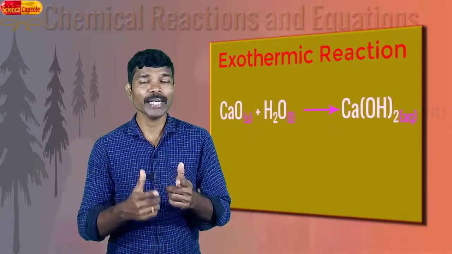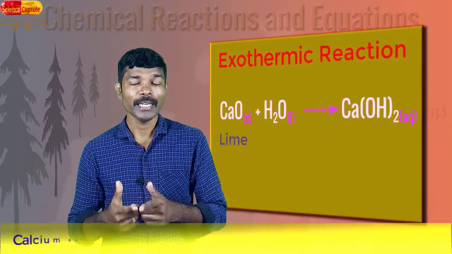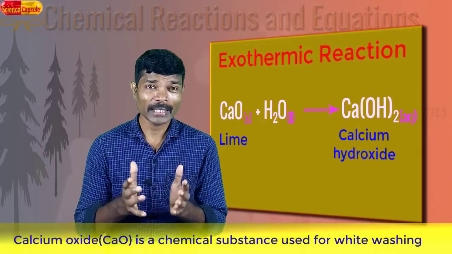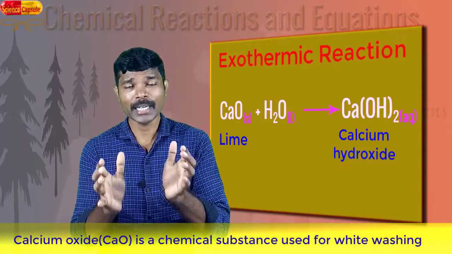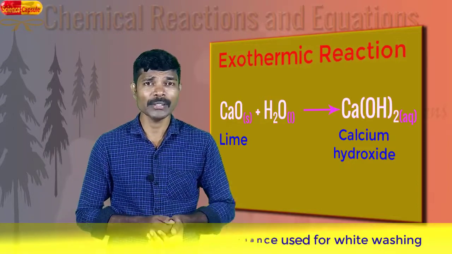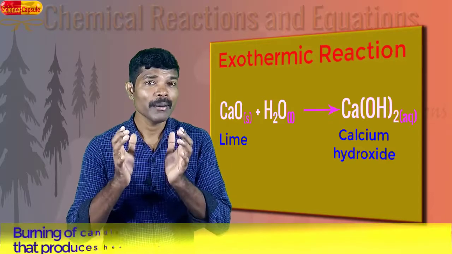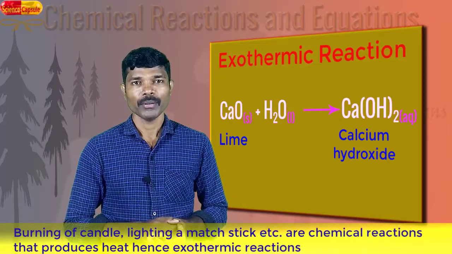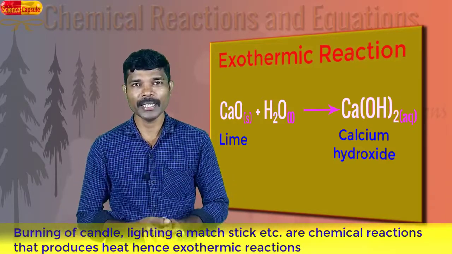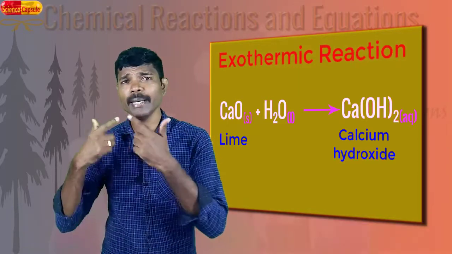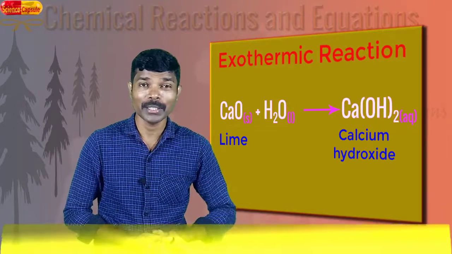When calcium oxide reacts with water, it produces calcium hydroxide. When this chemical reaction is taking place and you touch the container, you will feel the reaction mixture is warm. So a little bit of heat is generated there. So the chemical reaction which produces heat or liberates heat is known as exothermic reaction.